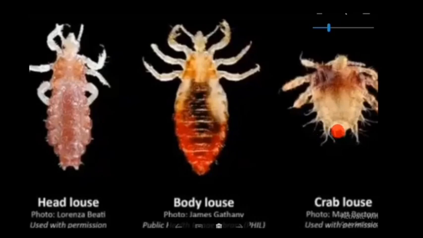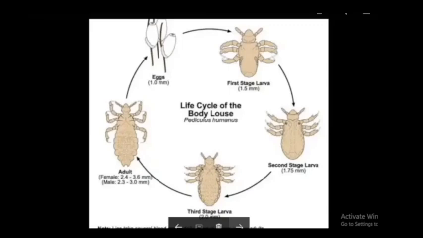This one is found in the genitals, the private regions of the body. This one here is found on the head, and this one is found on the body, and they all do the same thing, sucking the blood of their host. And this is their life cycle here, from the egg to the larva, the second stage of the larva, and then the adult stage.